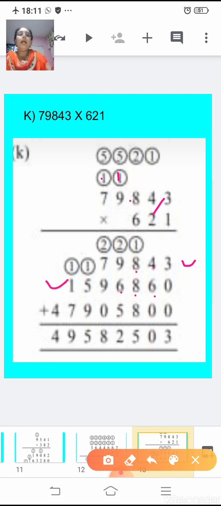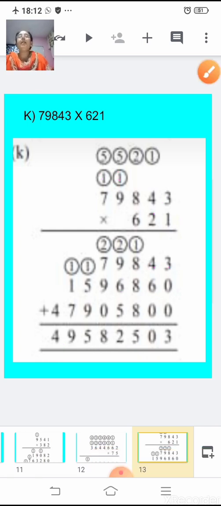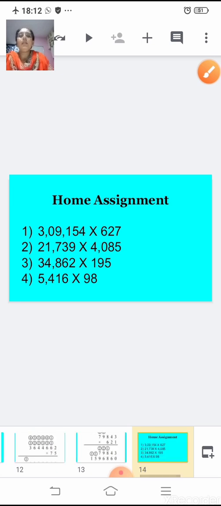Same way when you multiply by the number 6 you will get this answer. So you will add all the three numbers, then place the commas. If you want you can read the number. It is 4,95,82,503.